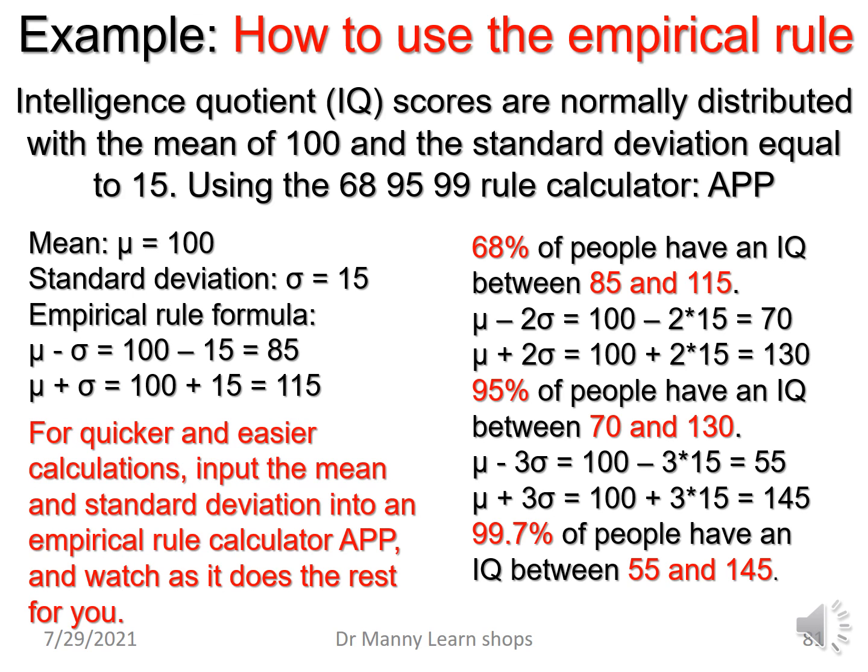For a quicker, easier calculation, input the mean and standard deviation into the empirical rule calculator app and watch as it does the rest for you. There are so many tools available on the internet that help you with statistical analysis. However, if you really are using statistics and you're not sure, a statistician would be the person to go to.